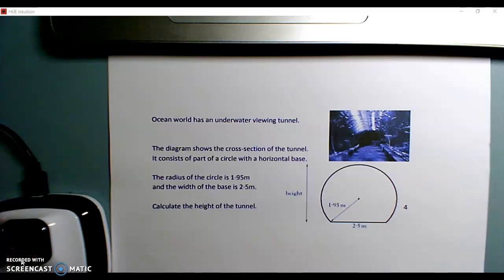Here's an exam style question. Ocean World has an underwater viewing tunnel. The diagram shows the cross section of the tunnel. It consists of part of a circle with a horizontal base. The radius of the circle is 1.95 meters and the width of the base is 2.5 meters. Calculate the height of the tunnel.